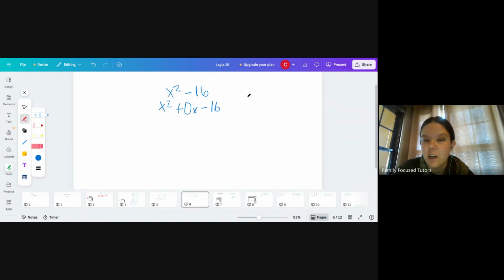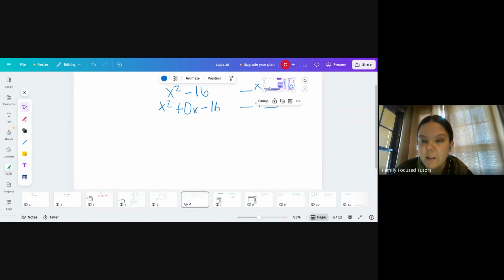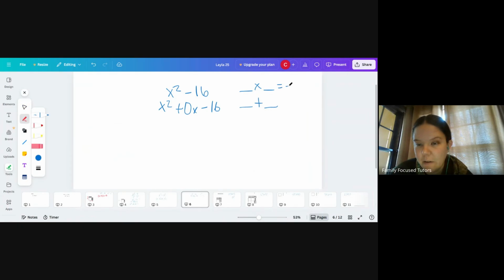Okay, so our two factors, we want to multiply together to get 16. And we want those two factors also to add together. Oh, we want it to be negative 16. I'm going to rewrite that so it's not so crazy looking. We also want them to add together to get 0. So what two factors of 16 can we add together to get 0? And it has to be negative 16.